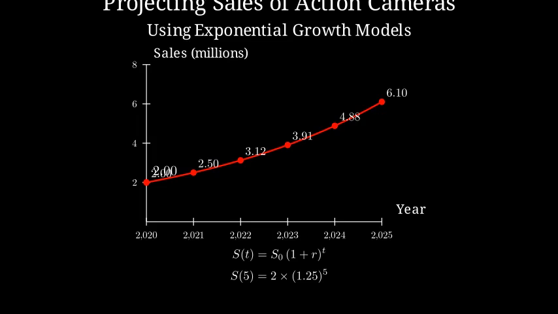We want to find projected sales in the year 2025. That is 5 years after 2020. We plug in S0 = 2 million units, r = 25%, and t = 5. So S(5) = 2 × 1.25^5.